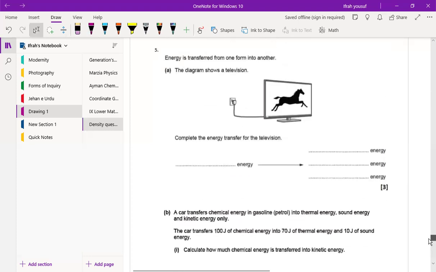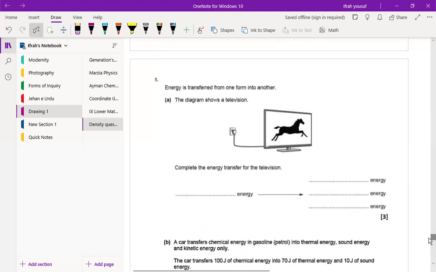All right. So what about this question number 5? Energy is transferred from one form into another. The diagram shows a television. Complete the energy transfer for the television. So what do you understand? What is the input of the television? What is the energy input of the television?